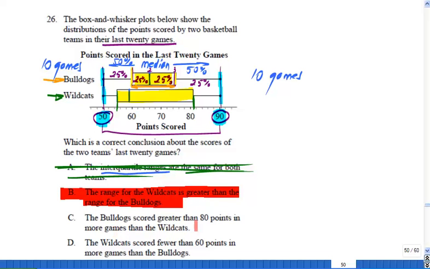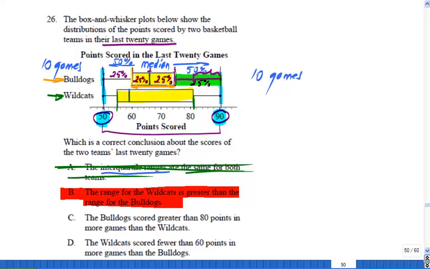Good. C, the Bulldogs scored greater than 80 points in more games than the Wildcats. Greater than 80 points, I'm looking at the Bulldogs. If you look right here, outside your box, let me use a different color, right here where I put this green, the 80 scores were about this amount of data, right?